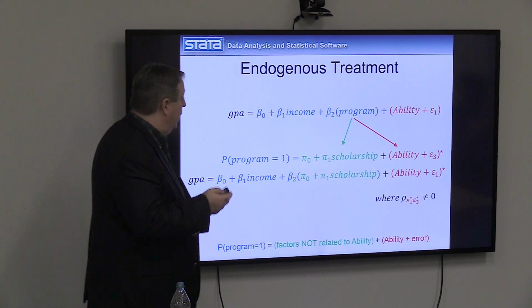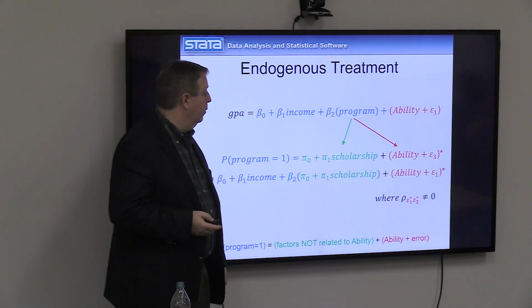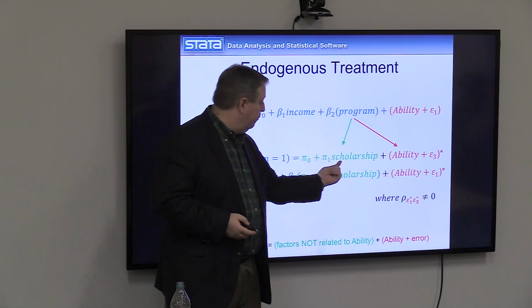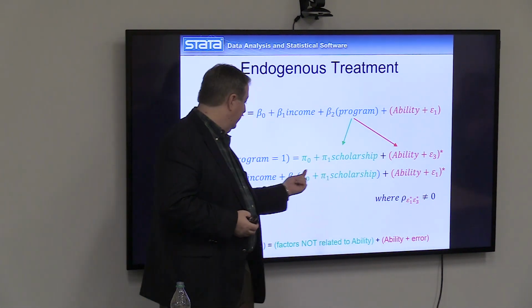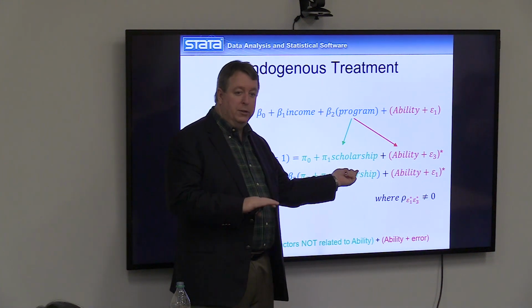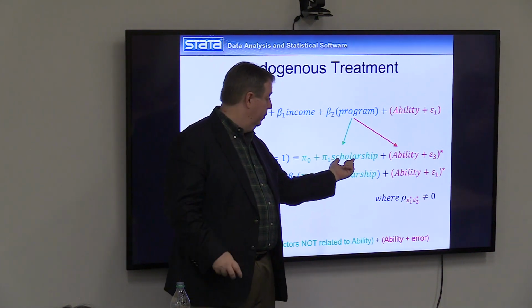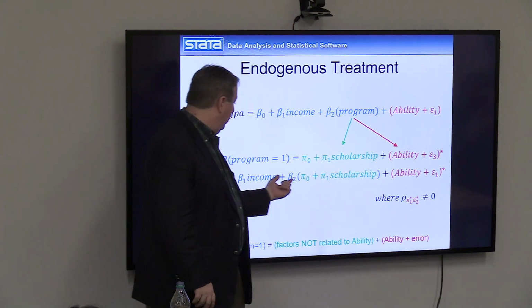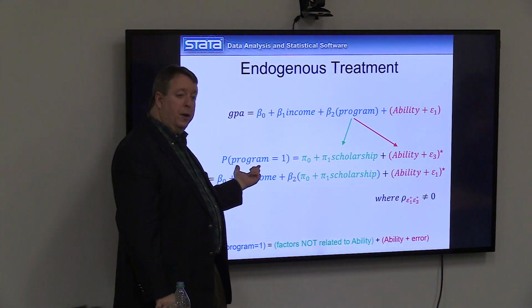So how are we going to deal with that? Well, we're going to play the same game again. We're going to take this auxiliary equation for program, and we're going to try and find an instrumental variable for program. In this case, I'm going to use a strictly needs-based scholarship as an instrument, because scholarship money, I would think, would be related to choice to participate in the program.